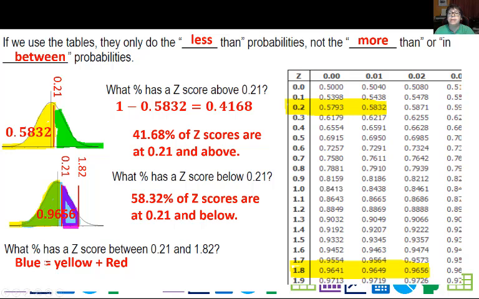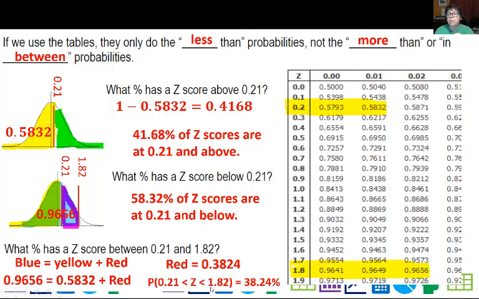I'm going to go ahead and substitute the areas I know. The only one I don't know is the red. So blue is 0.9656, yellow is 0.5832, so the red is 0.3824, which means the probability that the z-score is between 0.21 and 1.82 is 38.24%. So now you've done an in-between probability. Above probabilities are not too hard as long as you remember to subtract. In-betweens, if you're using a table, you have to calculate 2 percentiles and then subtract to find the difference between them.